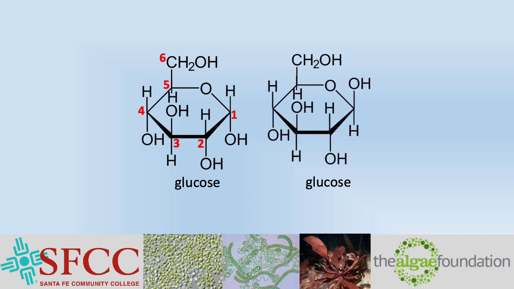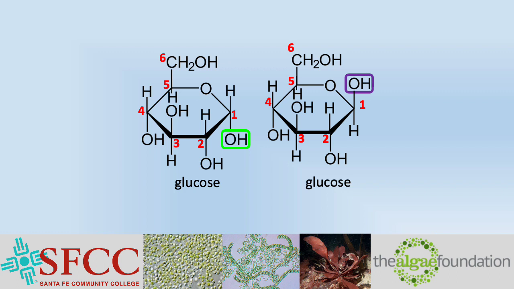This is another version of glucose. Both versions have 6 carbon, 6 oxygen, and 12 hydrogen atoms. What is the difference? In glucose on the left, the oxygen attached to carbon number 1 is below the plane of the ring. In the other glucose, the oxygen attached to carbon number 1 is above the plane of the ring.